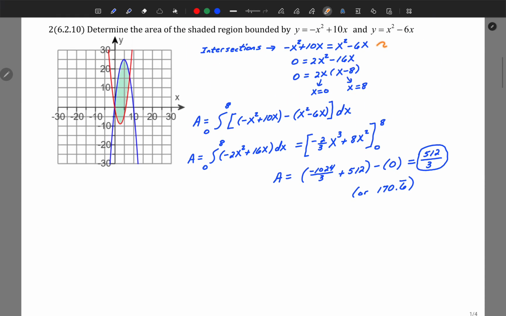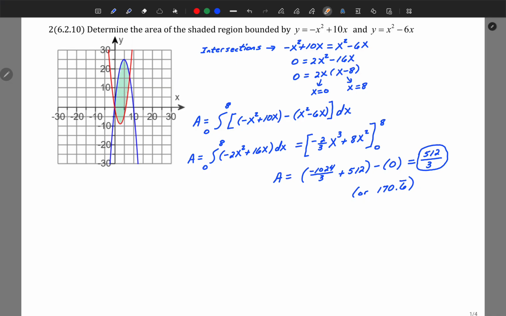When I did that, I had the -x squared plus 10x equals x squared minus 6x. I chose to move everything to the right-hand side, added x squared, subtracted 10x on both sides. And then once I got a 0 on the left, I factored the right-hand side. A 2x factored out of that, left me factors of 2x and x minus 8. If we set 2x equal to 0, that gives us the solution x equals 0. If we set x minus 8 equal to 0, we get the solution x equals 8. So, of course, then we know the x values 0 and 8 are where this is intersecting.